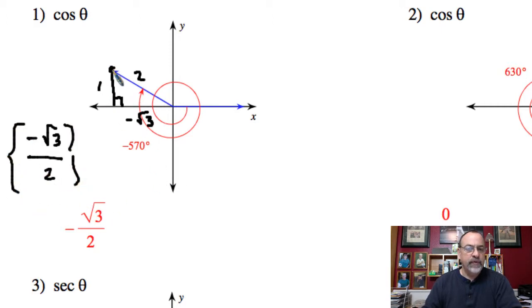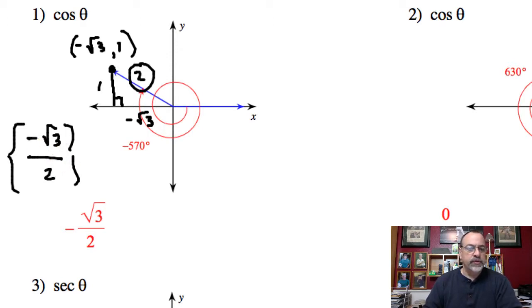The other way, or just to piggyback on what we've been learning about, the coordinate of this point is negative radical 3, and then up 1, and then the r value is a 2. That's the length of this side here. So the cosine is related to the x value, so that would be the x value of negative radical 3 over 2, which again is my cosine value. Okay, so let's go ahead and do another one.